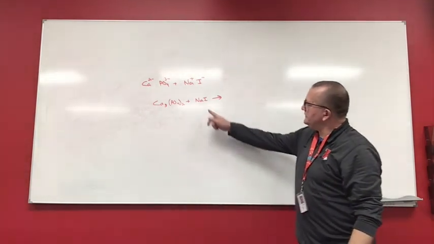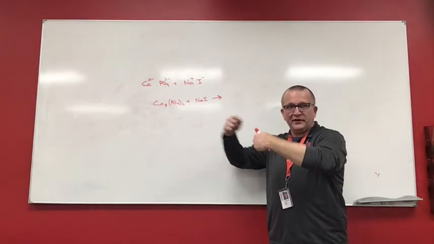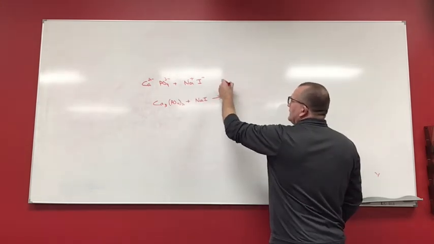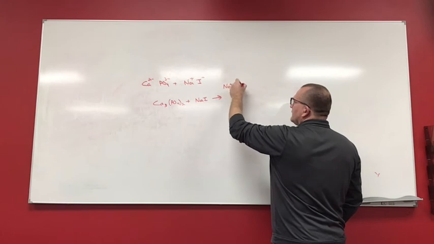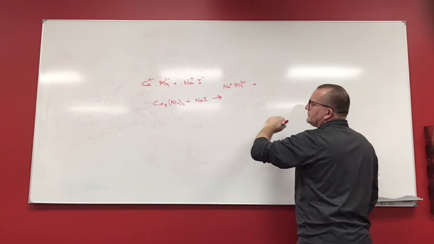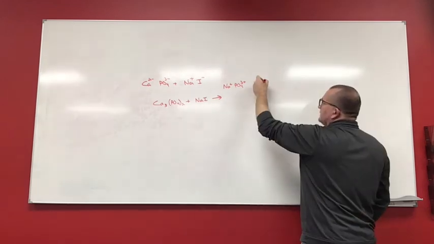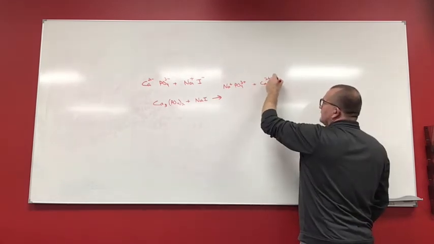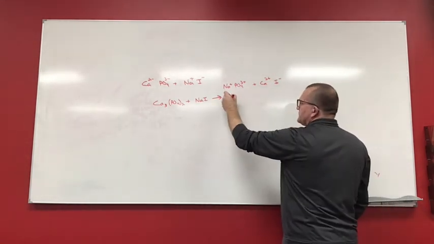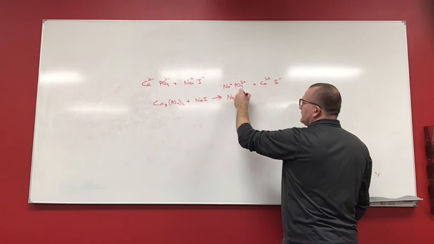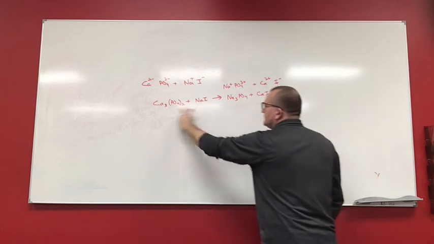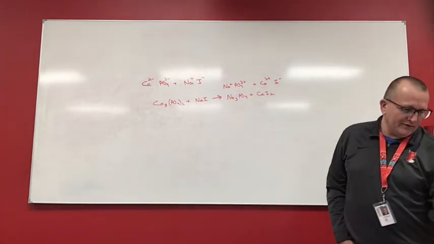And what's going to happen is the Na and the Ca are just going to trade places. The Na goes to PO4, so I'm going to have Na and PO4, and added to that I'm going to have the Ca and the I. And the charges don't change, they're the same as they were initially. And so now I just balance my charges. Na3PO4 plus CaI2. So that's your answer to number 11.